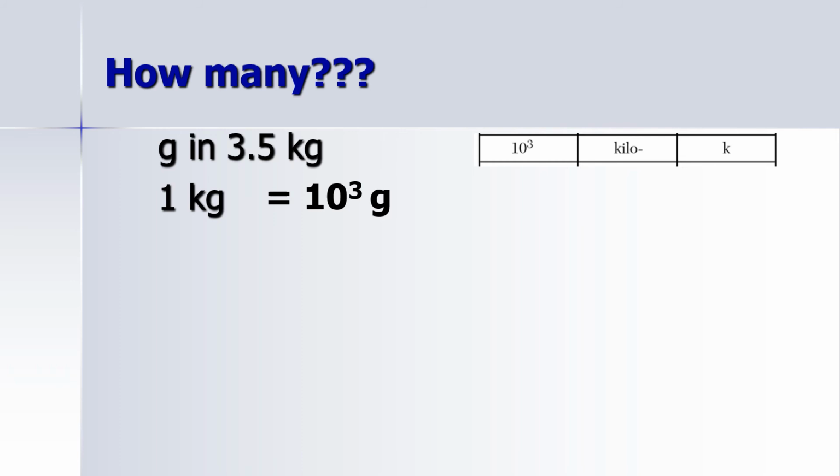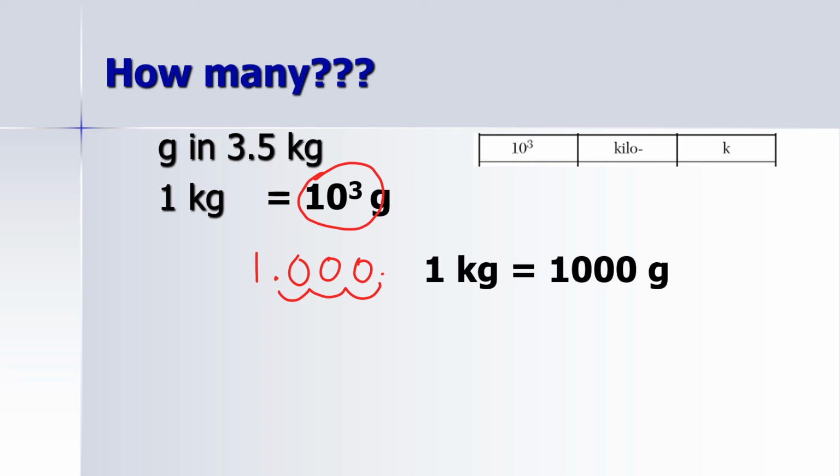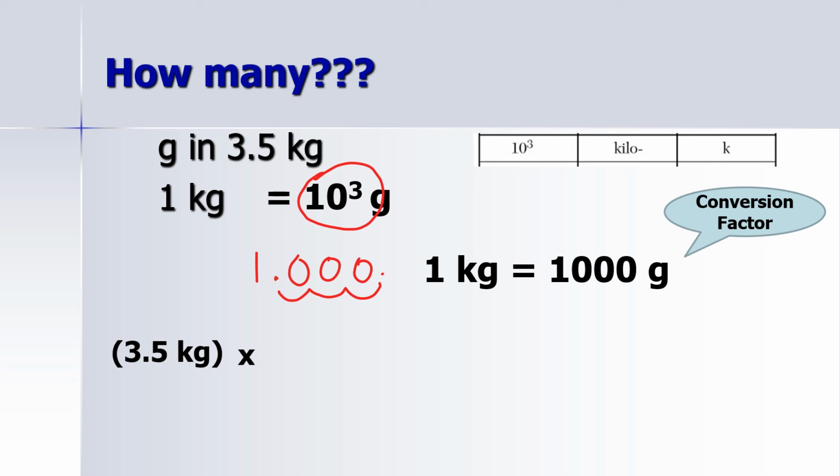Now we have to convert this into a regular number. So remember, it's a positive 3 exponent. We start with 1 and then we move our decimal 3 times to the right because it's a positive exponent. So 1 kilogram is equal to 1,000 grams. That is our conversion factor. Now we take the 3.5 kilograms, which is what the question has given us, and we have to multiply that with our conversion factor.